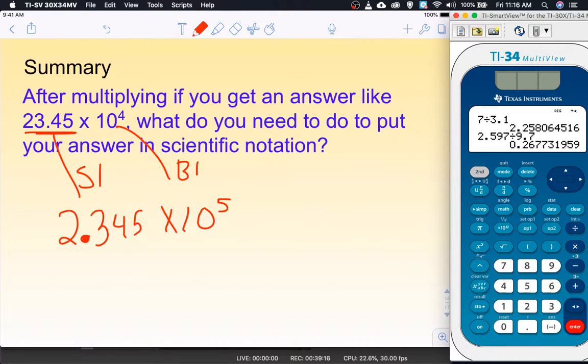So now we've learned everything we need to know about scientific notation. We know how to add, subtract, multiply, divide, compare, order, convert, everything.